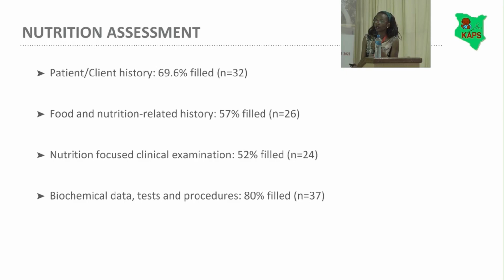So for the nutritional assessment, this is how we assess whether we filled that part of the form or not. For the patient and client history, 69% of the templates, that is 32 out of 46, were filled. For the food and nutrition related history, only 57% of the form was filled. For the clinical examination, only 52% of that chart was filled. And for biochemical data, tests and procedures, 80% were filled. Of note is that there was no entry in the nutritional diagnosis and intervention fields for all the 46 patients who were sampled.